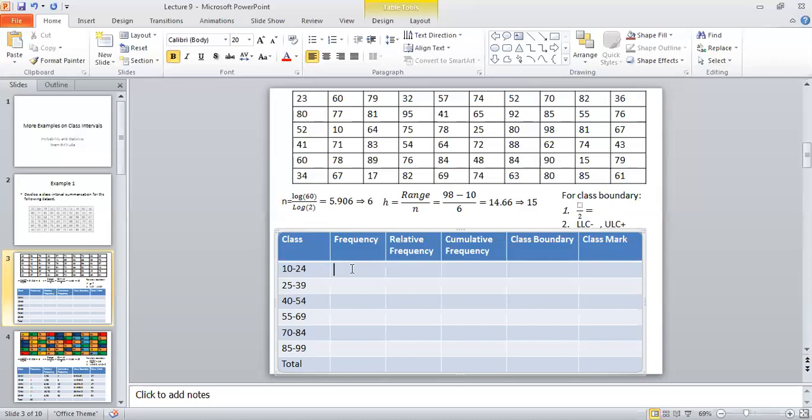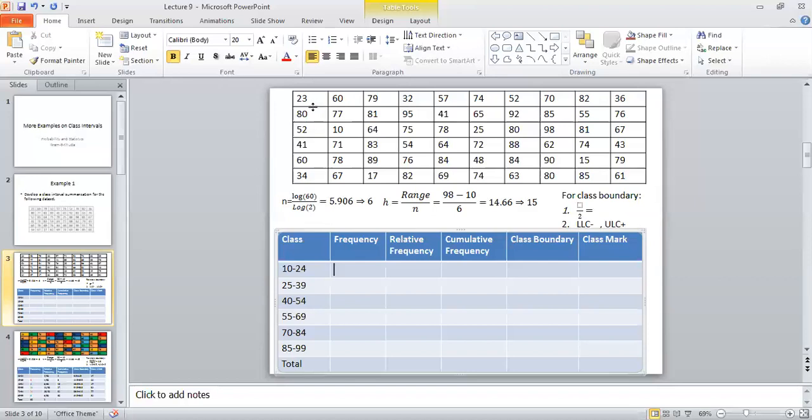And please try to see the trick which I'm going to use so that I may not end up in confusion and erroneous results. The frequencies, as we already know, are the total number of values in a particular class. So, for example, taking the first class 10 to 24, how many values have we got?